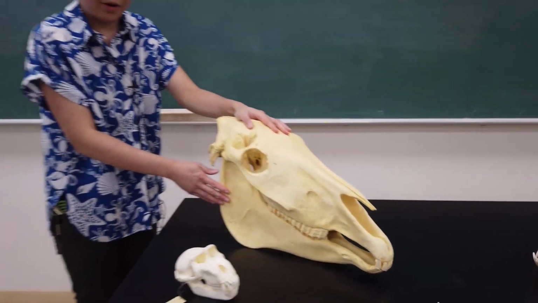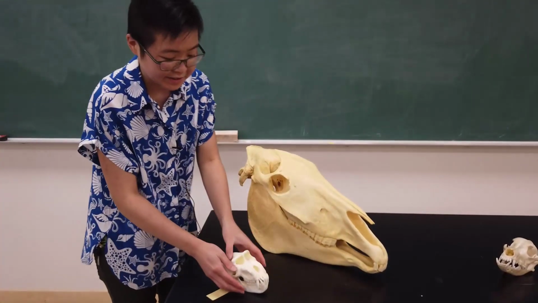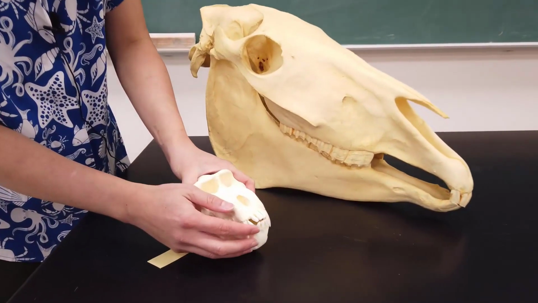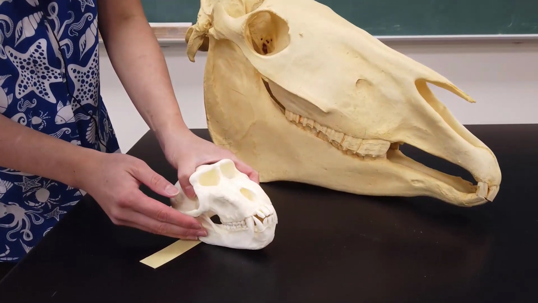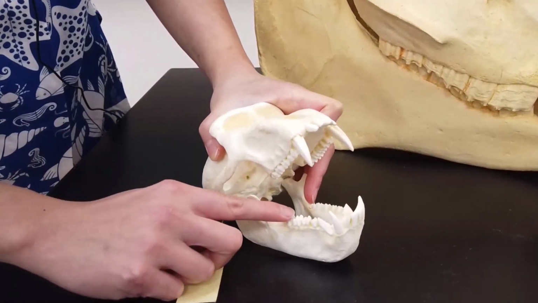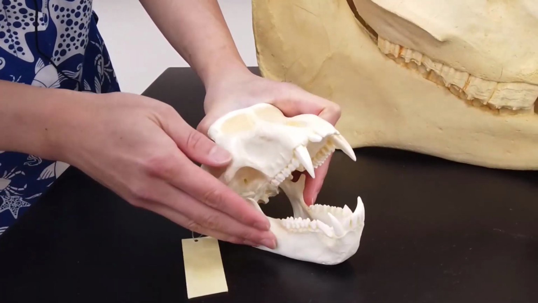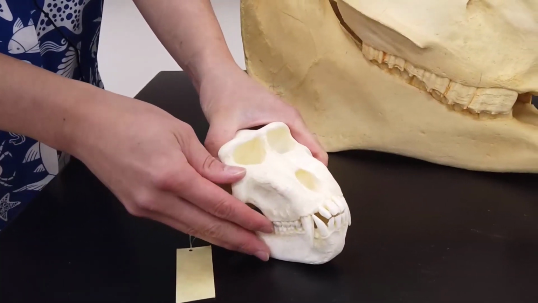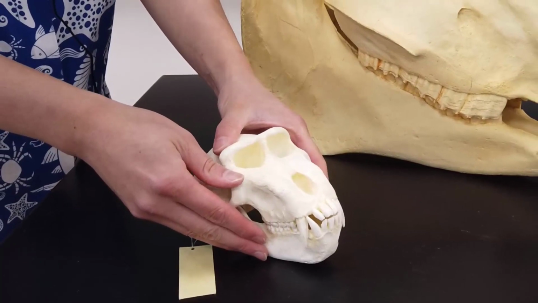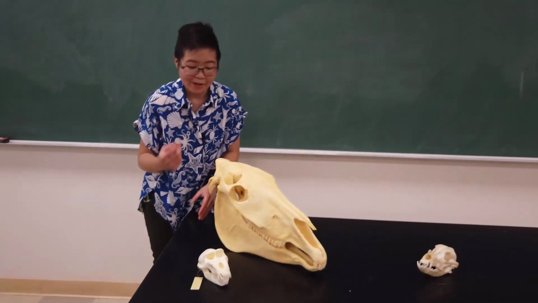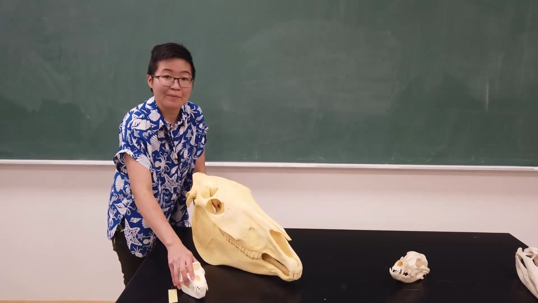And then last of all, we have our macaque skull. So the macaque skull is interesting, right? So you've got the big pointy teeth like you would in the dog skull. But you also have the flattened molars, and that's because macaques are omnivores. So they're able to eat both meat and vegetation. And if you look at your own teeth, you would find the same thing.